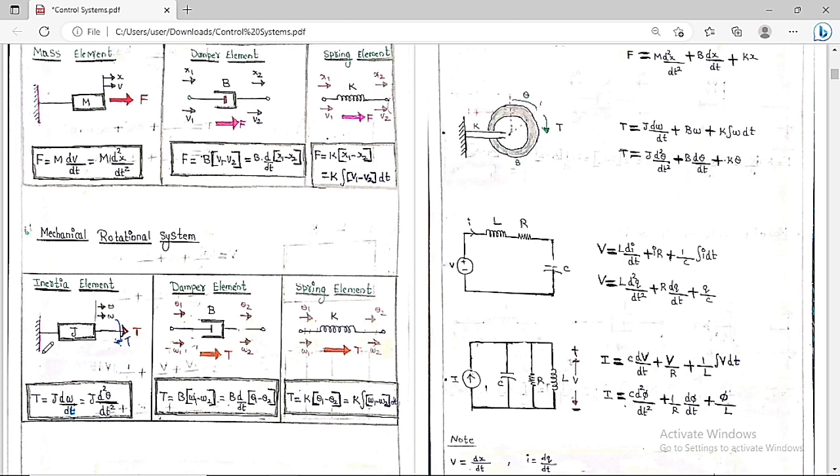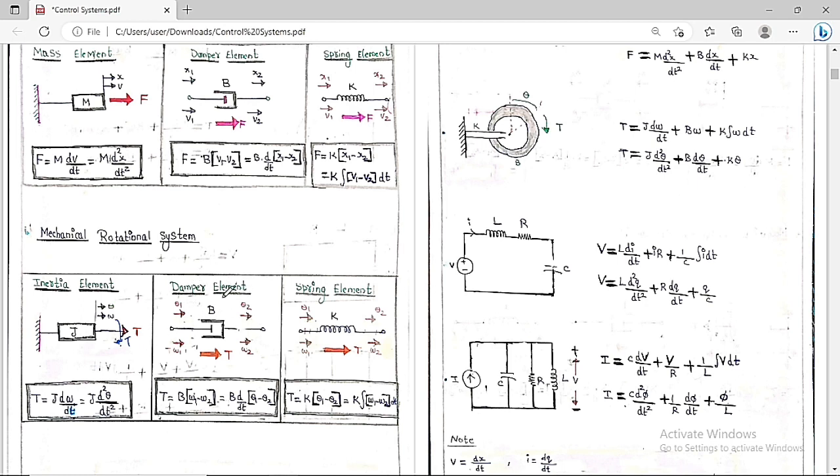So T is equal to J into alpha, but alpha is equal to d omega by dt and omega is equal to d theta by dt. So if you simplify, finally you are going to get T is equal to J into alpha, or J into d omega by dt, or J into d square theta by dt square. So this is for the inertia element.